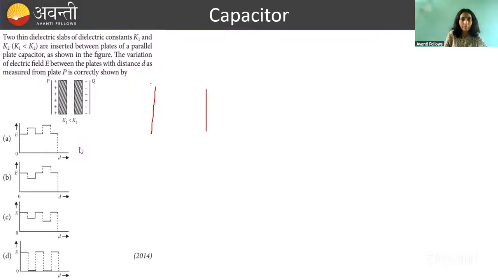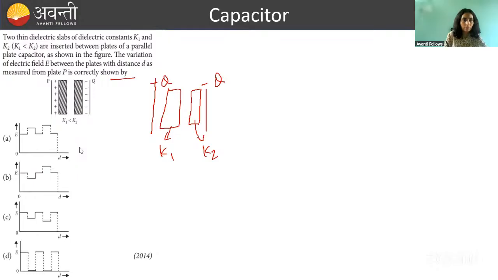This plate is having charge plus Q, and this is having charge minus Q. There are two dielectrics added there. One is K1, another is K2. The variation of electric field E between plates with distance D as measured from P is correctly shown by which diagram? So there are two dielectrics here. In this region, this one. In this region, this one. So this is your K1 and this is your K2.